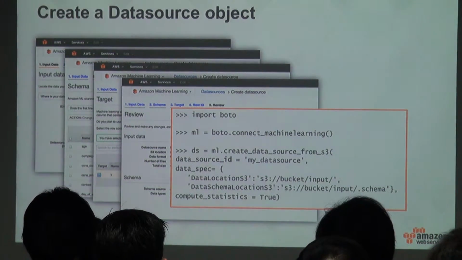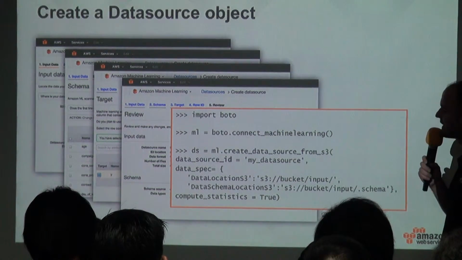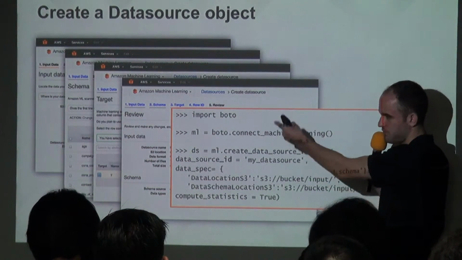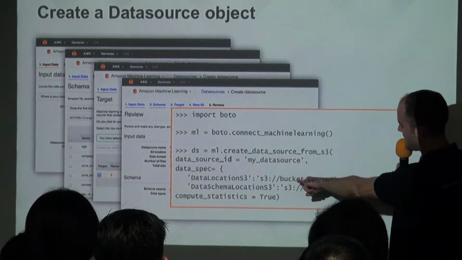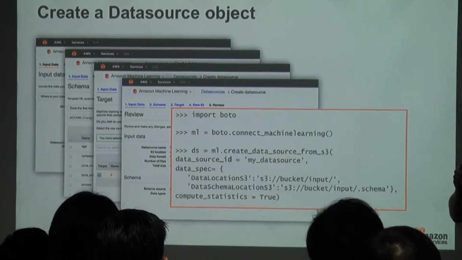And this is the way it would look. That initial step of creating a data source would be loading up the Boto library and then creating the data source. Here we just loaded it up from an S3 bucket.